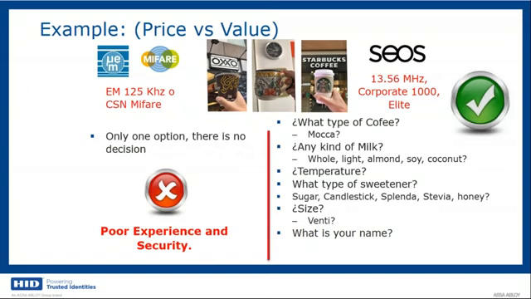So if we take it to a Starbucks, for example, they will ask you what type of coffee you want, what kind of milk you want with the coffee, the temperature, the type of sweetener they can use, the size of the coffee you want to get, and at the end, they even ask you your name to make it a really good experience where you feel that they are creating a product that satisfies all of your needs.